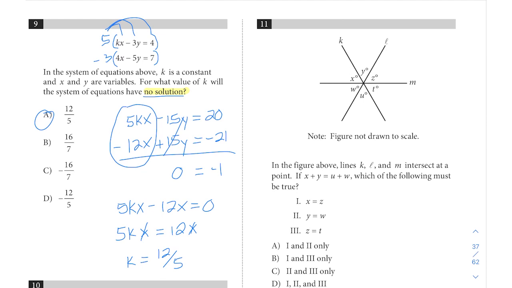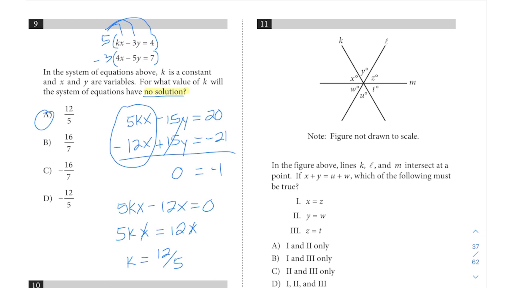Practice Test 3. So for question 11, we see this figure, and it says in the figure above, lines K, L, and M intersect at a point. If x plus y equals u plus w, which of the following must be true?